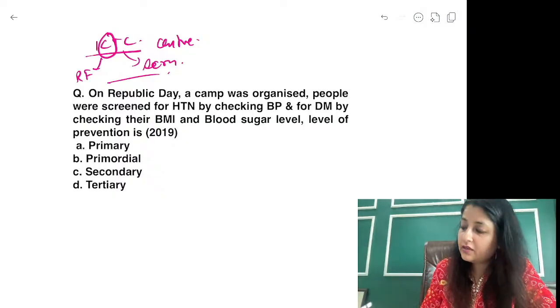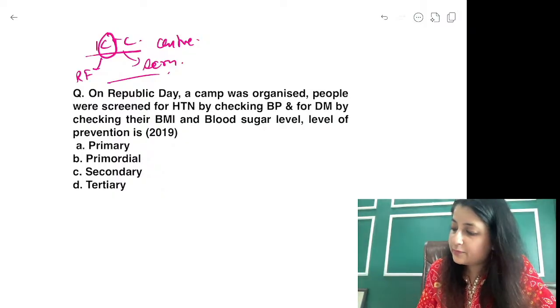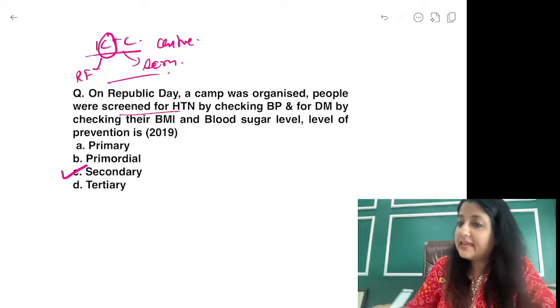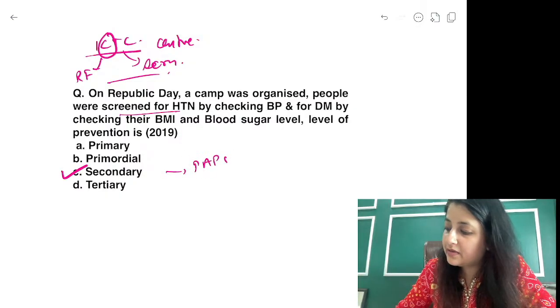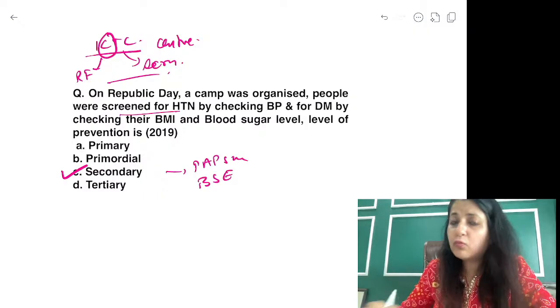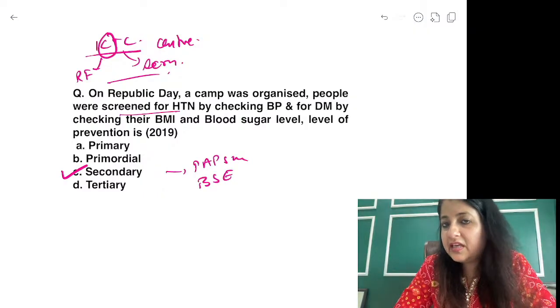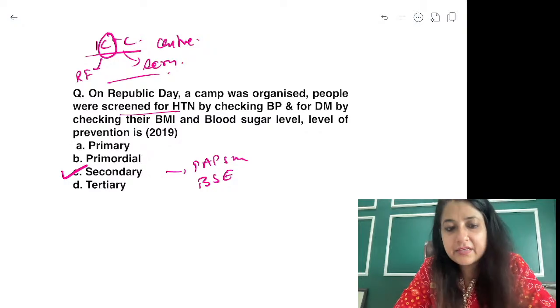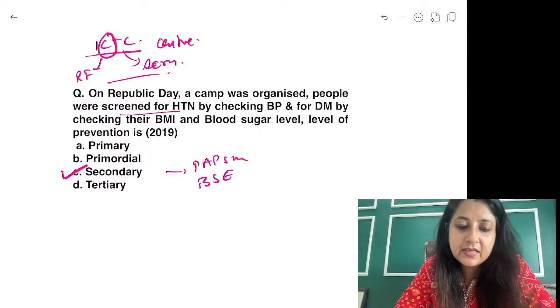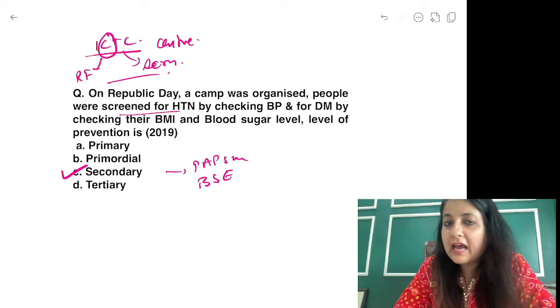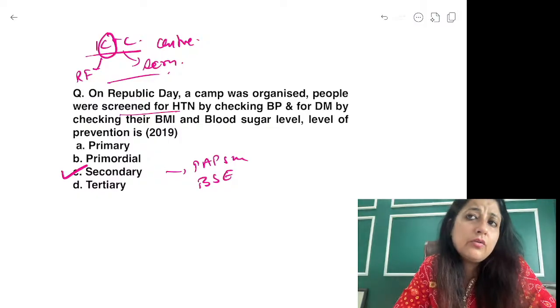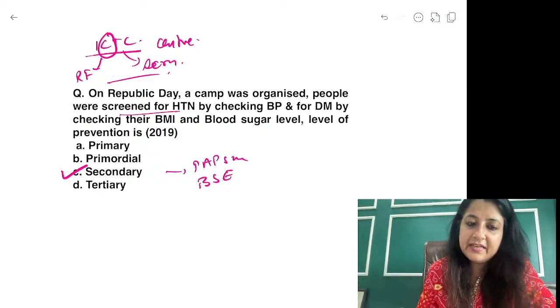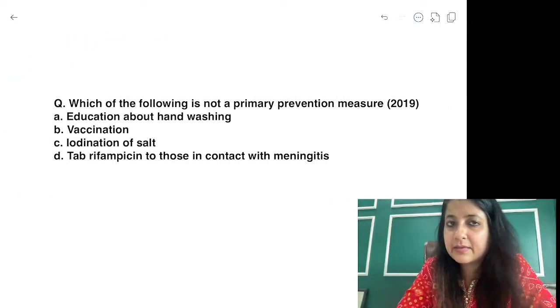Got it? Okay. On Republic Day, a camp was organized, people were screened, so I'm not taking too much time over here. Screening is secondary. Whatever question comes in the exam, pap smear, breast self examination, any form of screening to make an early diagnosis, to make an early checkup, is secondary level of prevention. Okay, there are a couple of exceptions. We will see as we proceed in our classes. Tomorrow some exceptions to screening will come.